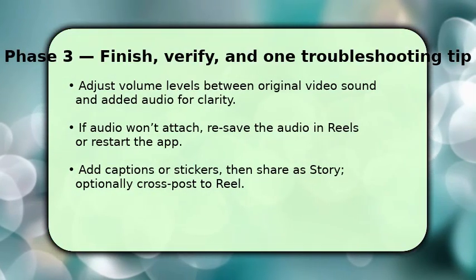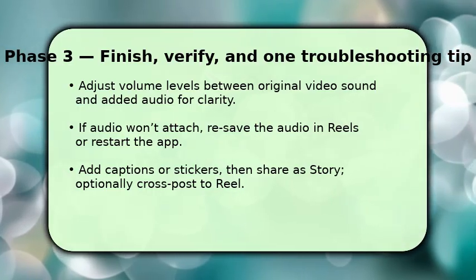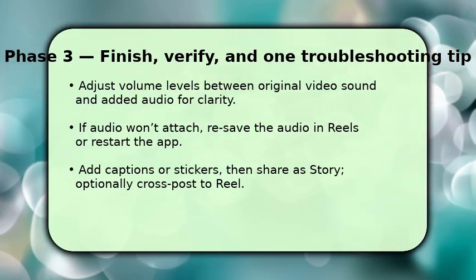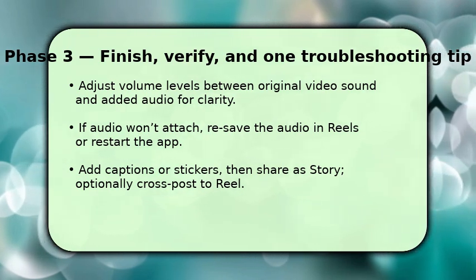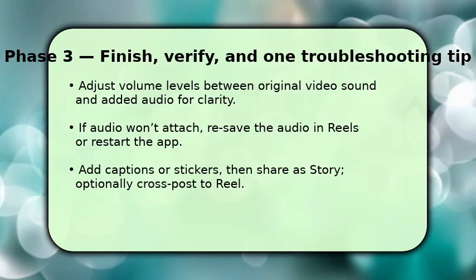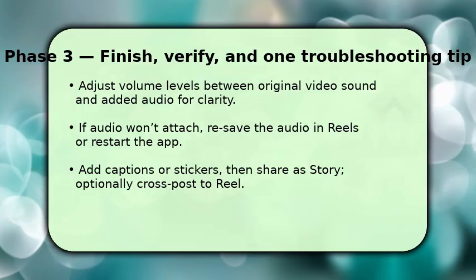Finish by balancing audio levels. Lower original clip volume and raise the added music so vocals or key sounds remain clear. Once you're satisfied, add captions or a sticker to credit the creator, then tap Share to post as a story.